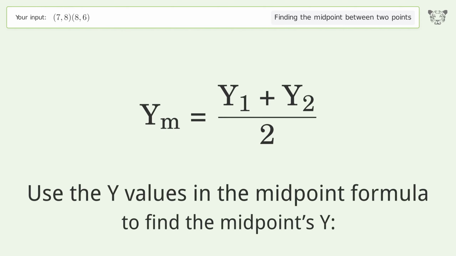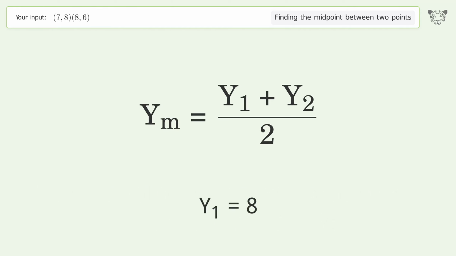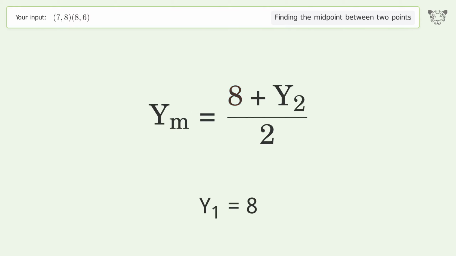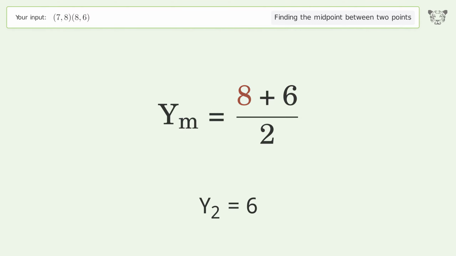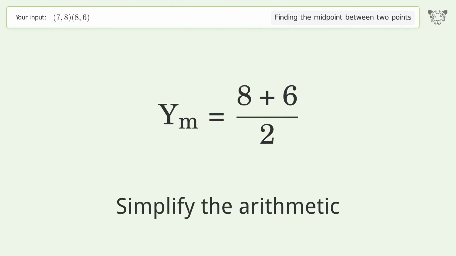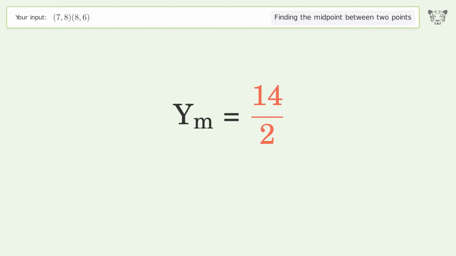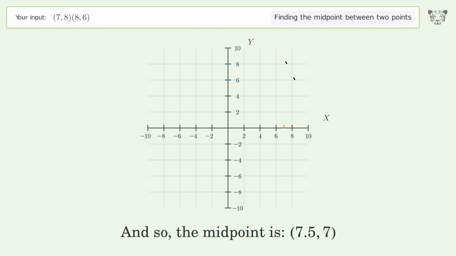Use the y values in the midpoint formula to find the midpoint's y. y1 equals 8. y2 equals 6. Simplify the arithmetic. And so, the midpoint is 7.57.